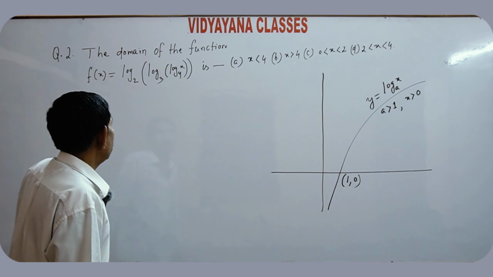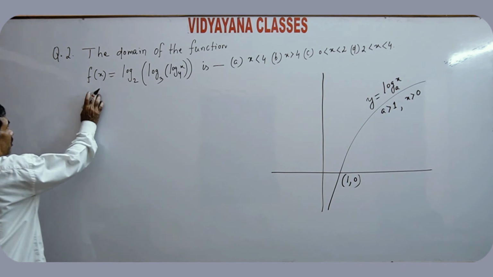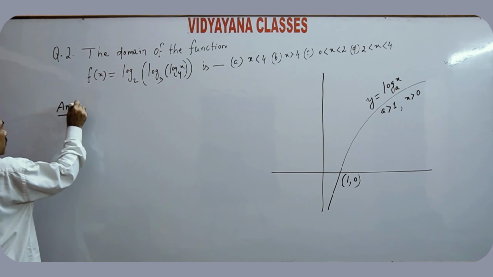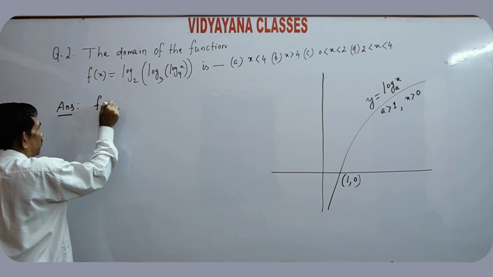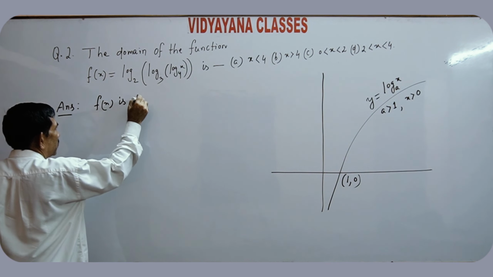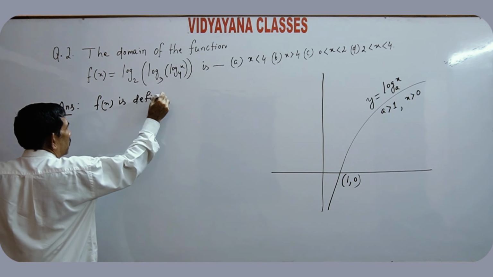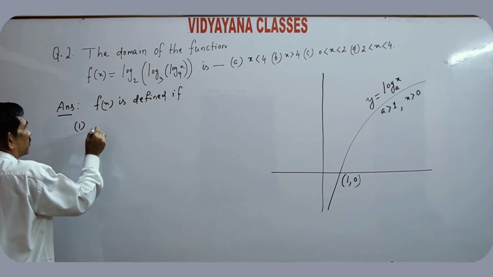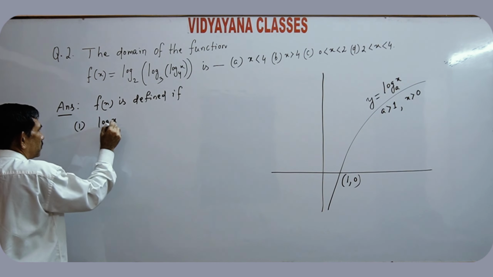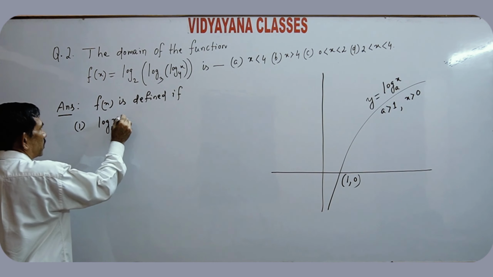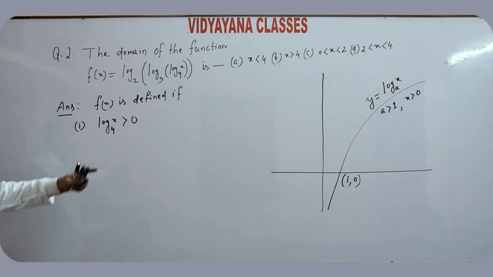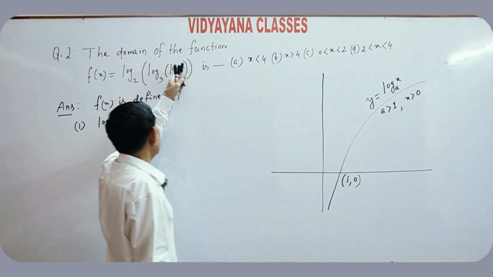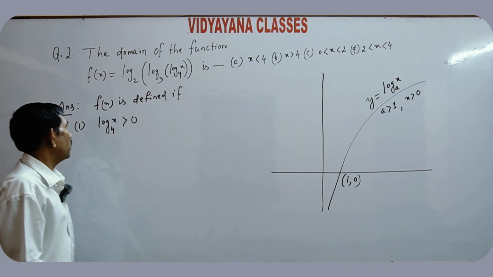From this conclusion, we can solve the problem. f(x) is defined if, first, log of x with base 4 is greater than 0. The logarithm function is defined when x is greater than 0. Here x is log of x with base 4.